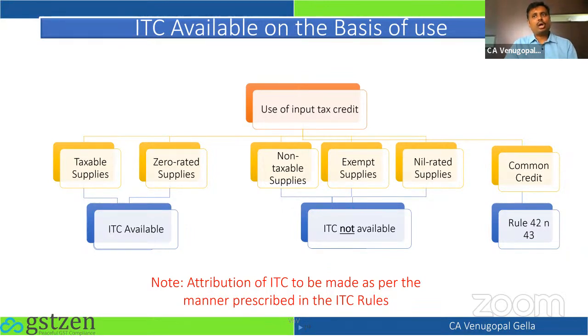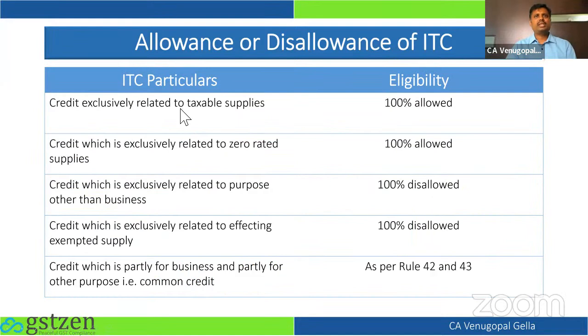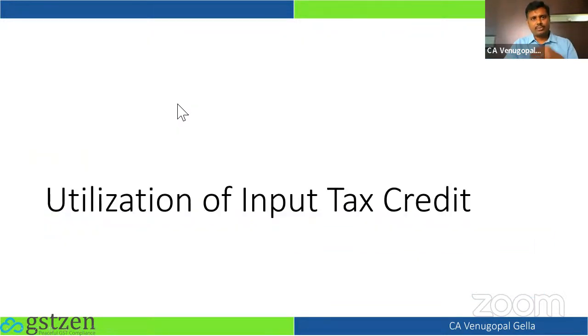If something is a common credit, then there is a rule 42-43, proportionately you reverse the credit. Any purchase made towards the taxable supply or an export, zero rated supply or supply to SEZ, you can avail the input tax credit. So which means pertaining to taxable and zero rated, 100% allowed. Pertaining to other than business or exemption, 100% not allowed.